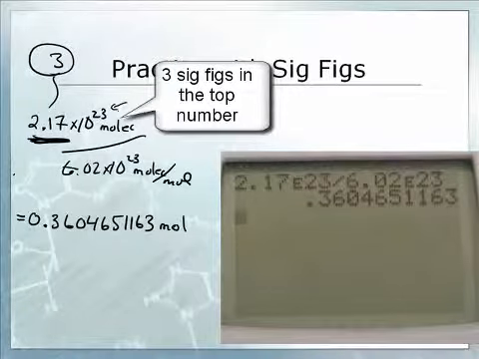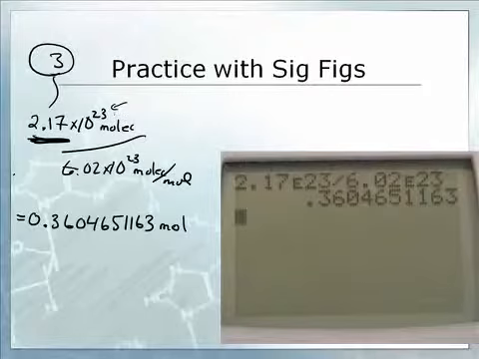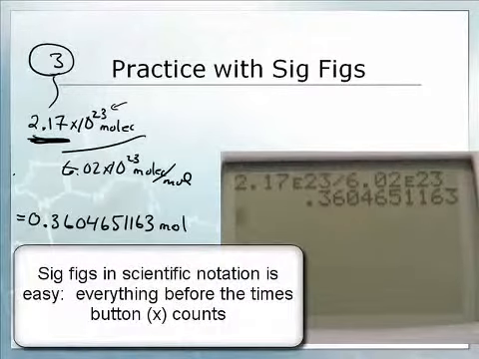That doesn't count. That's an exponent, and that just tells us where the decimal is in relationship to all the zeros. Significant figures and scientific notation are really easy, because it's everything before the times. Yeah, everything before the times. That's exactly what I say.